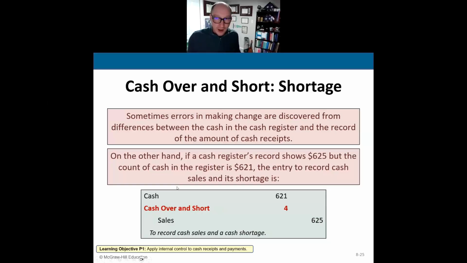So now here we go. I gave that customer too much change. Okay. I gave them $4 more than I should have, and they took off running. So what happens? In this case, I made $625 in sales. I counted my cash drawer, and I only had $621. Whoops! I gave somebody too much change. Well, I debit my cash, $621, because that's how much cash I actually have in the drawer. Then I debit my cash over and short. In this case, I'm short by $4. And I credit sales, $625. See how that works? Life happens.